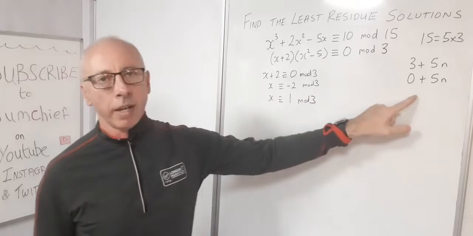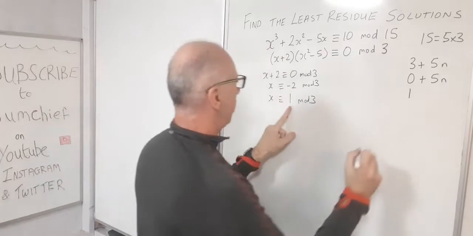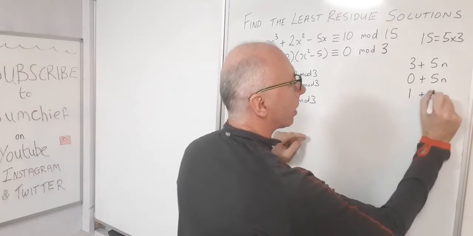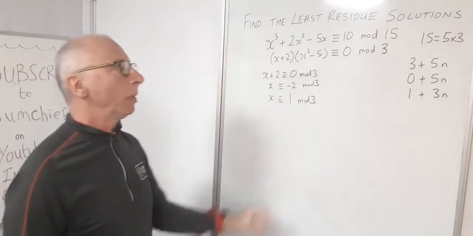So I'm going to stick this up here as another building block. So I've got my 1, this time I've got 3n. So that's my third building block.